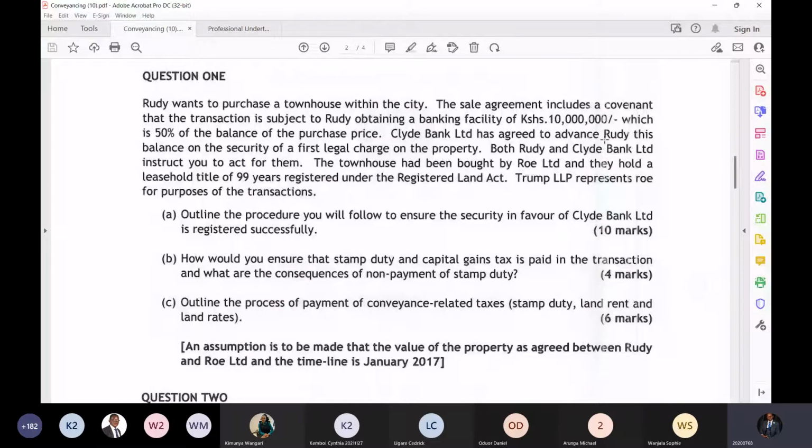Okay. So now just to sum it up, a conflict will also arise whereby Rudy and Clyde have been taken to court and the advocate who prepared this wants to appear as a witness for Rudy. No, there's conflict there.